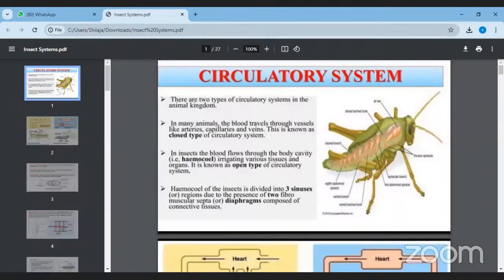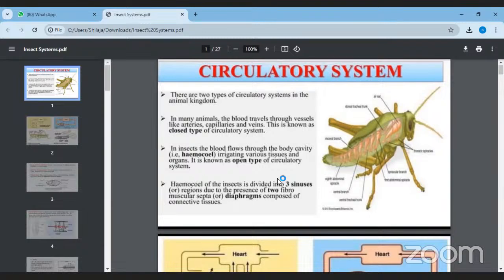This is known as a closed type of circulatory system. Otherwise, when we see the cockroach, we found that the blood flows through the body cavity, irrigating various tissues, organs like that. So this particular type of circulatory system, we will call it an open type.